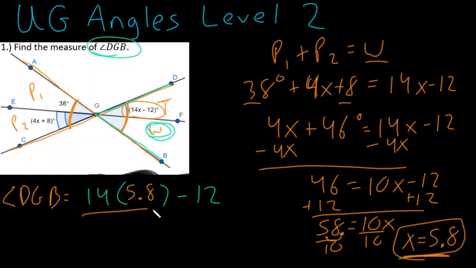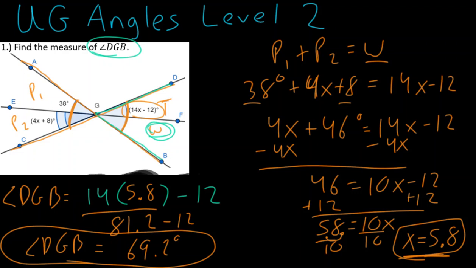And we'll do 14 times 5.8. I would suggest getting a calculator because that's a little bit tricky. 14 times 5.8 will give you 81.2, minus 12, which gives us 69.2 degrees. And this is the measure of angle DGB. Okay? Alright, I'd like you to finish taking your notes, pause the video, and let's move on to our next example.